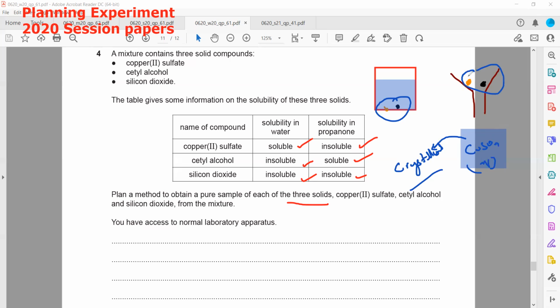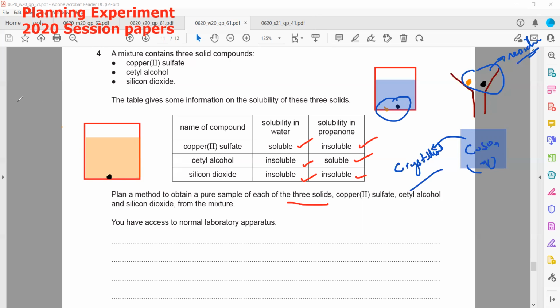Now we have 2 things: cetyl alcohol and silicon dioxide. To separate cetyl alcohol from silicon dioxide, we'll take the residue, what is left from the first experiment. We'll take that residue into another beaker, and this time in this beaker we will add propanol. So when we add propanol, cetyl alcohol will dissolve and silicon dioxide will remain insoluble, or does not dissolve.